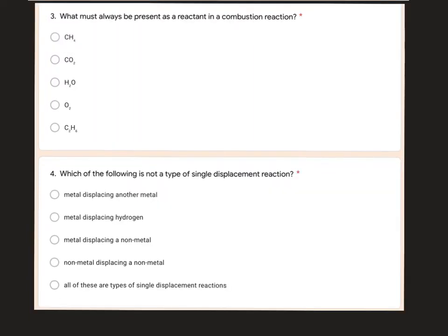Okay. Moving on to number 3, what must always be present as a reactant in a combustion reaction? For you to combust something, it's some substance plus oxygen. Okay, it's always got to have O2. All right, that's just by definition of what this is, and that should be in your notes. So oxygen you have to have in order to have stuff combust.